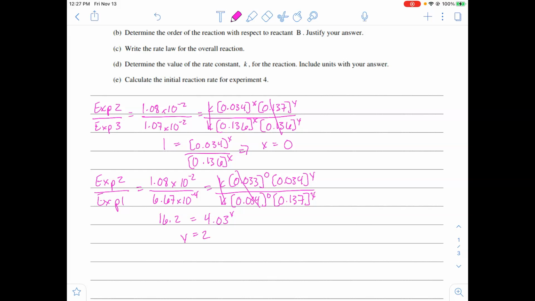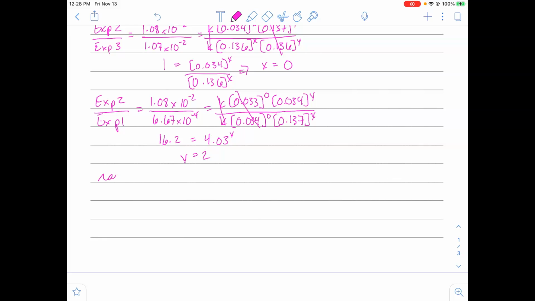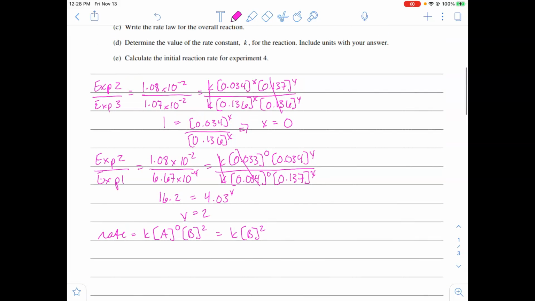In C, it asks us to write the rate law for the overall reaction. So we would write rate equals K times the concentration of A raised to 0 times the concentration of B squared, which then simplifies to K times the concentration of B squared. Because if something is 0 order, that means the concentration of that reactant does not determine the rate of the reaction.